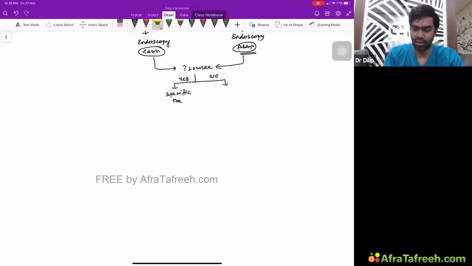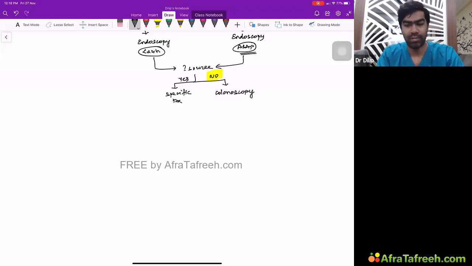If the source is not found, then it's better to go for colonoscopy, because rarely a UGI bleed can be found in the lower gastrointestinal area. I told you that point. That is the reason why colonoscopy is done next. Suppose the source is still not found, which means even if the colonoscopy is normal, then you need to evaluate for small bowel bleeding, because the bleeding source can be coming from the small bowel at times.